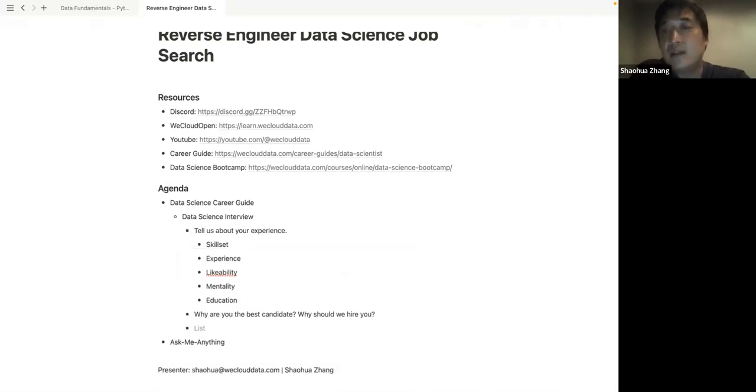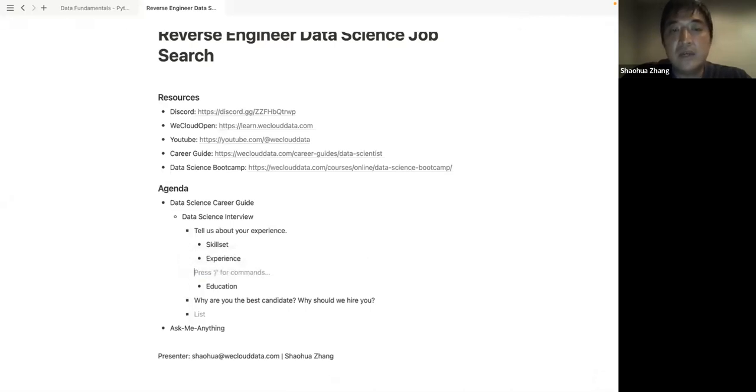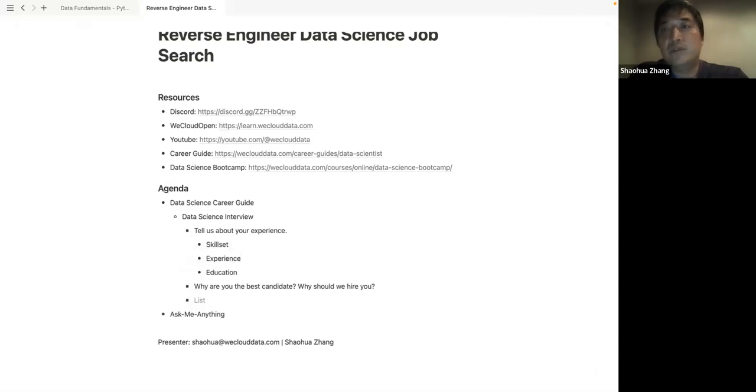So after skill set on your resume, you need to have experience. And likability, right? Whether you have the right mentality, they may have some other questions they are going to ask you. For example, what is your strength, or tell me about your weakness, or tell me about one of the tough projects or failures you've had, all kinds of questions, and they will be able to judge and tell. But experience is the most important part on your resume.